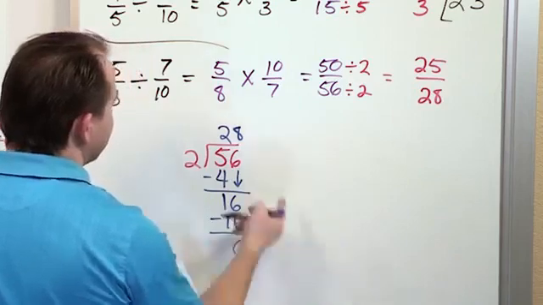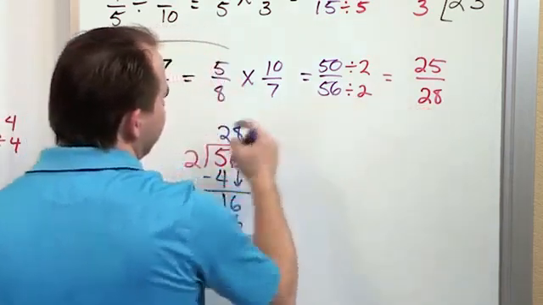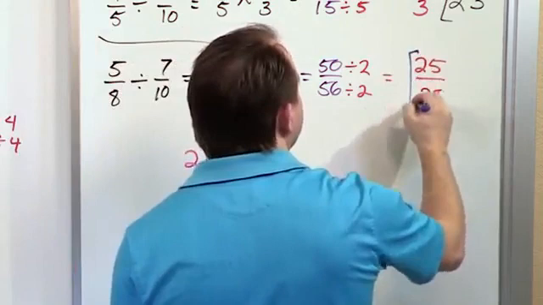And then the remainder is 0, so you get an answer of 28 if you can't do this in your head. So you get 25 over 28. That's the final answer.